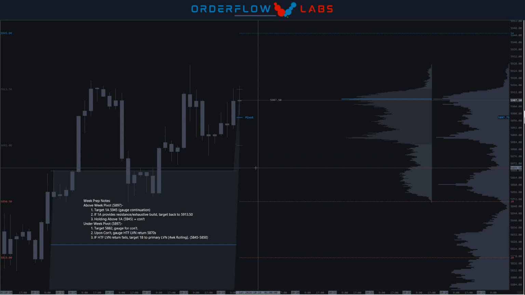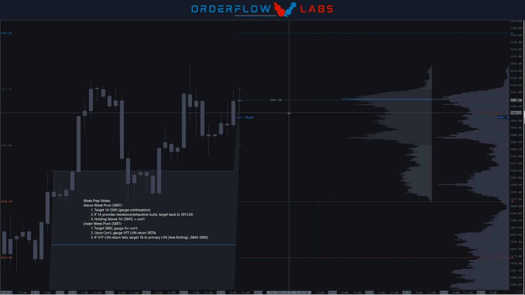Down here, we want to see that respond into the low 70s. So high volume edge 69, high volume 72. So into that area for potential LVN return bid through here. If that's the case, I want to bring us back to pivot and potentially across the board.